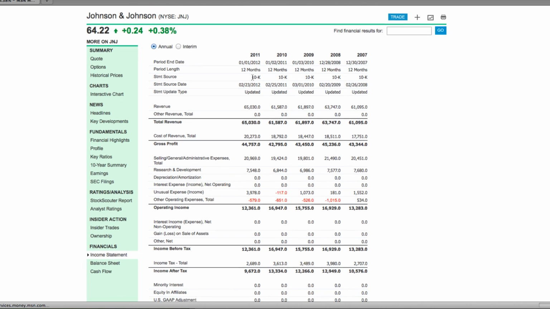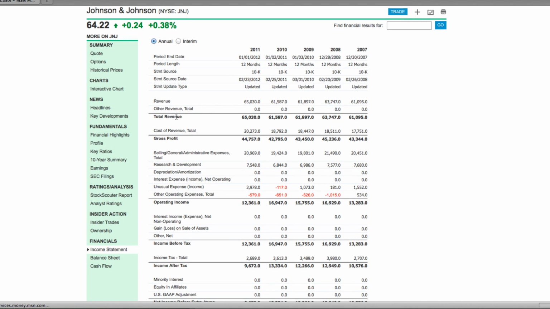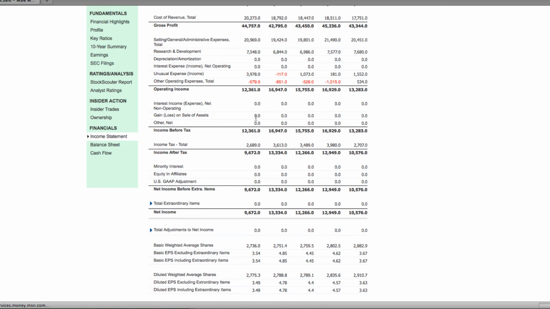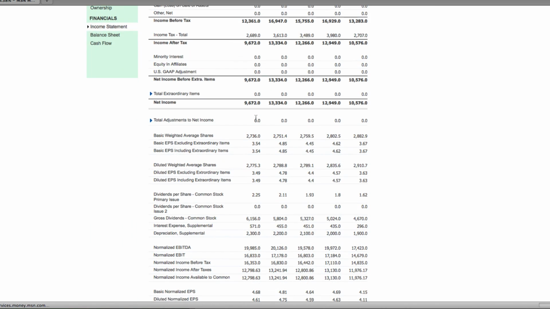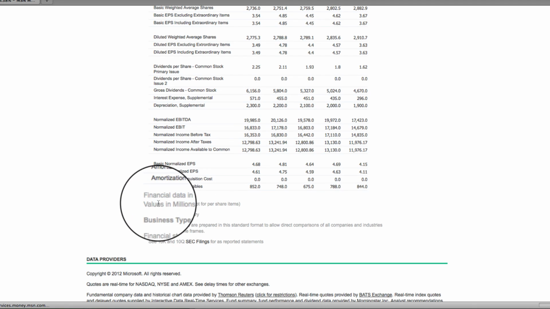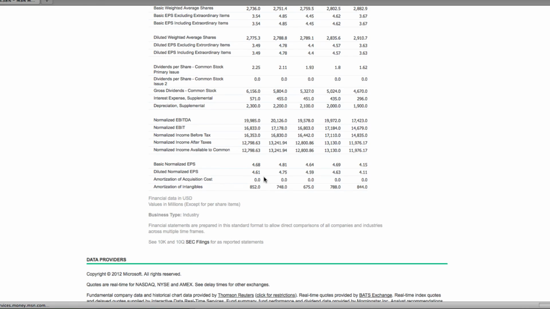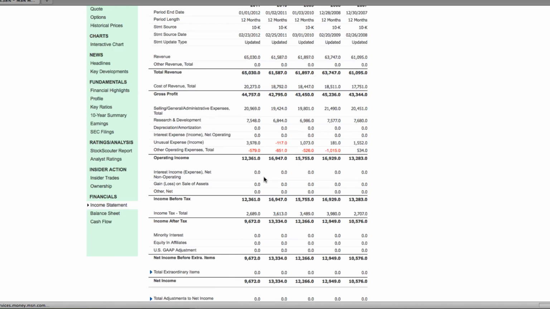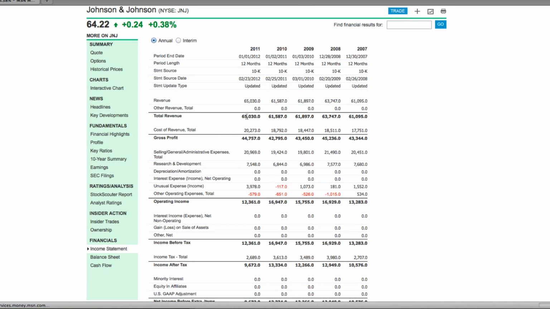Okay, so if you remember, the total revenue was the money that came into the business before any of the costs were subtracted. So there's that number. That's your total revenue. For Johnson & Johnson, this is $65 billion because these numbers are in millions. If you scroll down to the bottom, it'll show you that those numbers are in millions right here. See, financial data in USD, values in millions. So whenever you look at that number, it's actually in billions. So that's $65 billion.